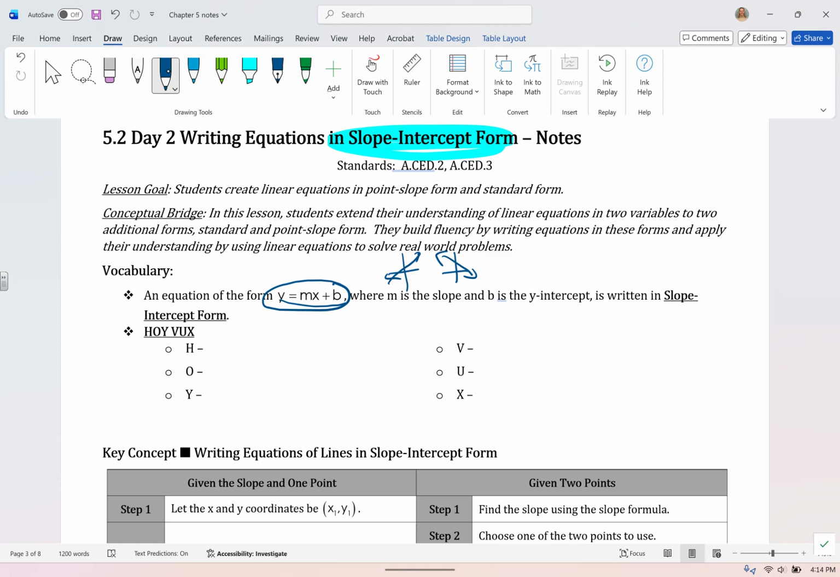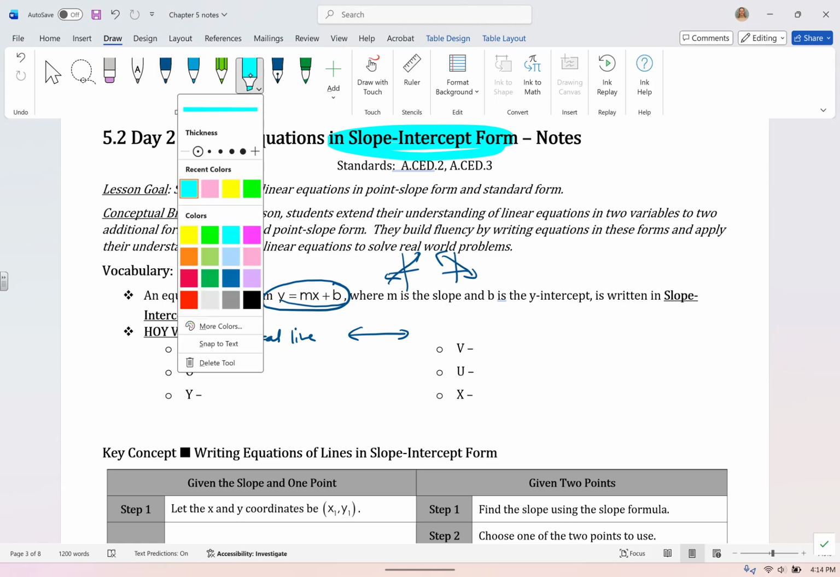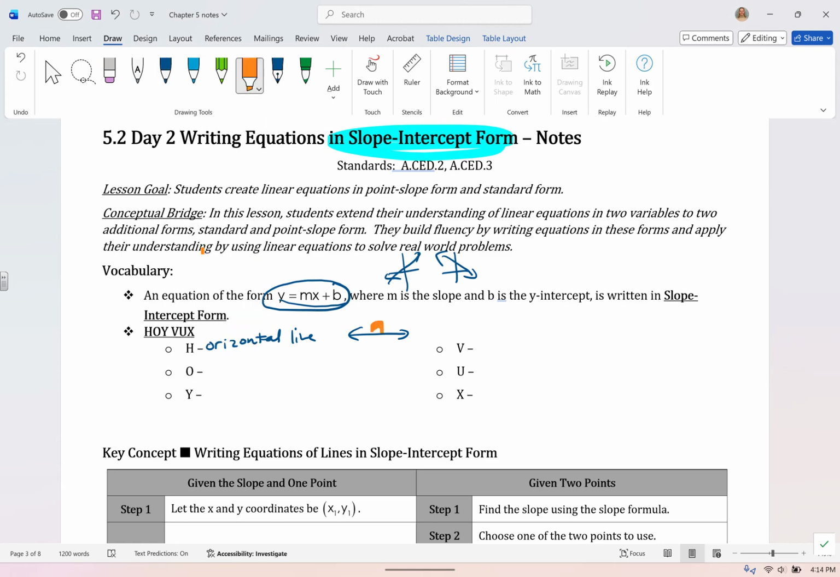So the first thing is horizontal lines. What does a horizontal line look like? It looks like the horizon. Think about the sunset. We see the sun. A horizontal line is going to be left and right. A horizontal line has a zero slope. It's not going uphill or downhill, so the slope is zero. And then it's y equals a number.